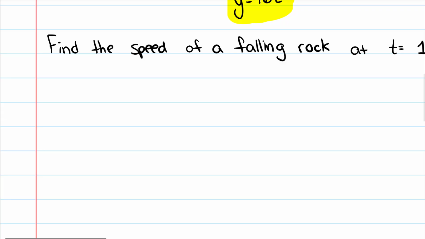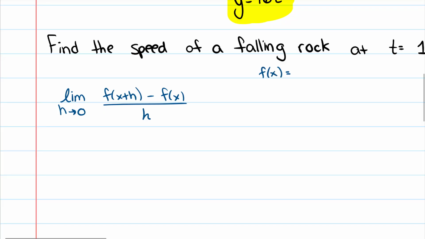So to find instantaneous speed, we take the limit as h approaches 0 of f of x plus h minus f of x all divided by h. And so since f of x is equal to 16x squared, we get that f of x plus h is going to be 16 times (x plus h) squared minus 16x squared all divided by h. And now it comes down to just doing some algebra.